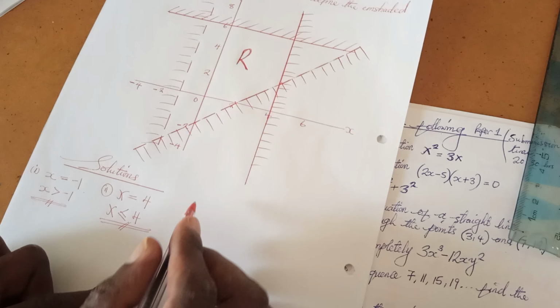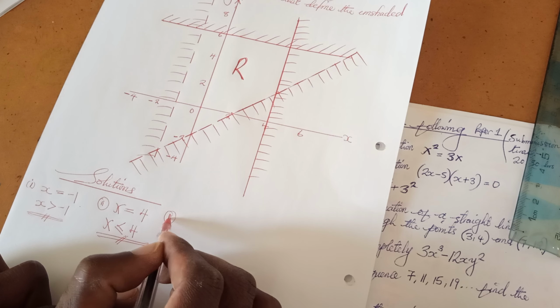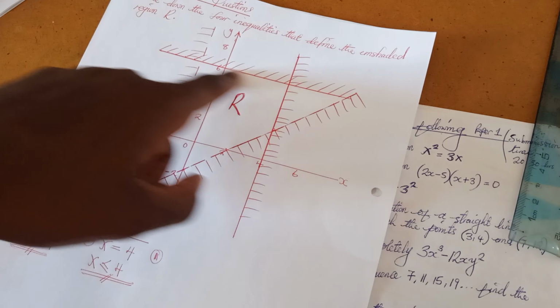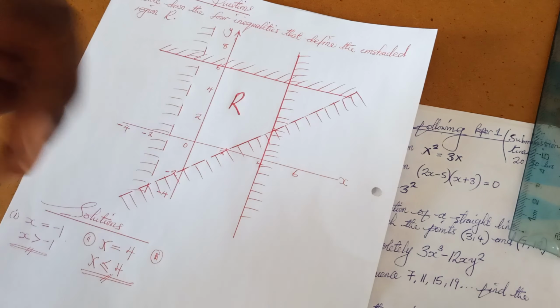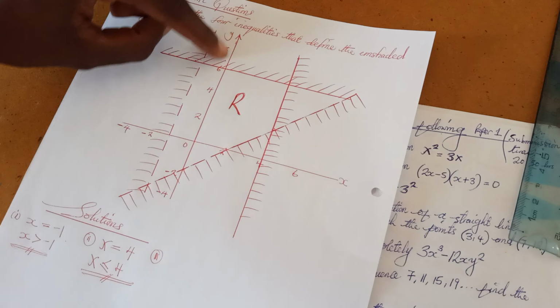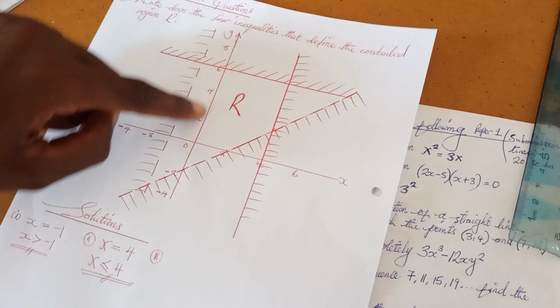Okay. We go to the third line. Number 3. We look at this line on top there. So we ask ourselves a question: which axis does this line cut? We find that it is cutting the y-axis.